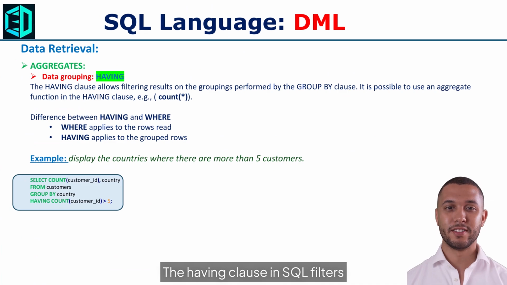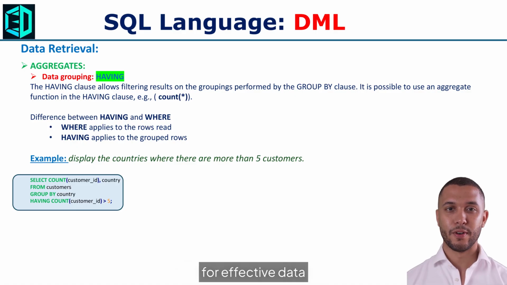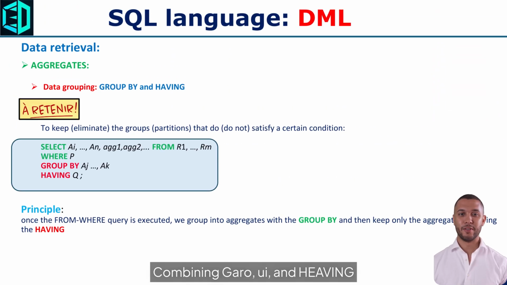The having clause in SQL filters results based on groupings. Unlike where, which filters rows, having applies to grouped data. This distinction is crucial for effective data analysis and retrieval. Combining GROUP BY and having allows for complex data retrieval. This approach enables filtering groups based on conditions, ensuring only relevant data is processed and analyzed.